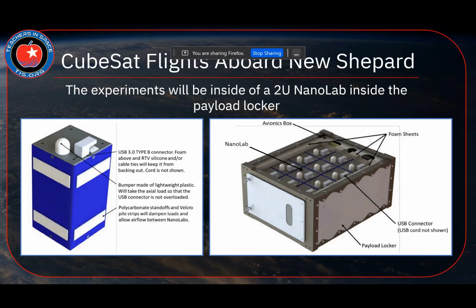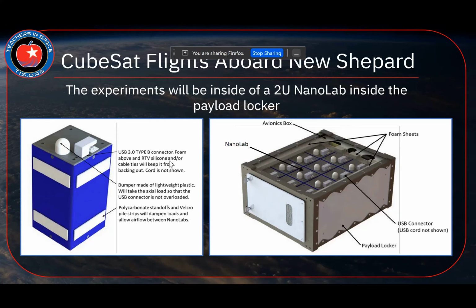All right, so on board that New Shepard rocket is going to be a payload locker called a feather frame, and that's what we have here on the right. If you look there, you can see that there are 12 nanolabs inside of that feather frame, and a nanolab is this 2U cube frame. It has a USB connector on top that will provide power, and then they'll stick 12 of those inside of there. So keep this in mind while you're developing your experiments.